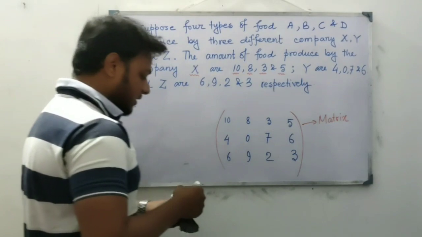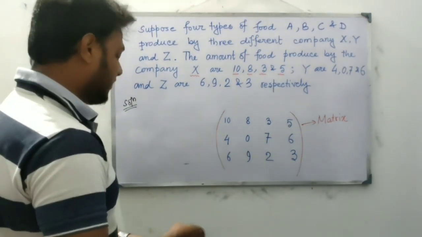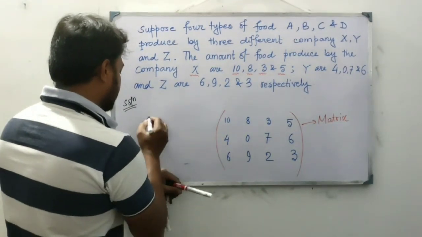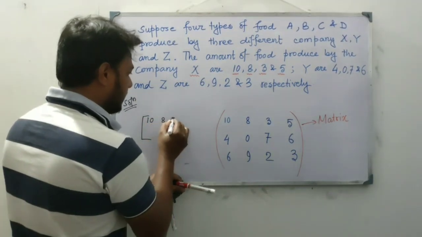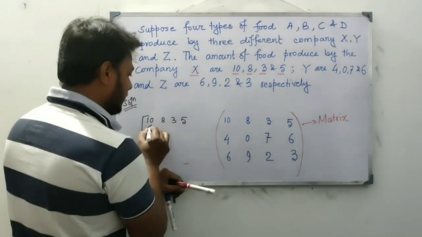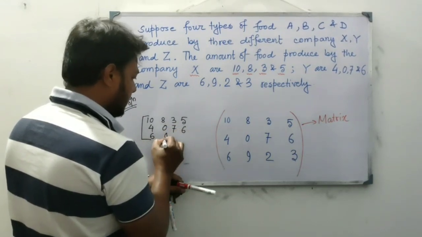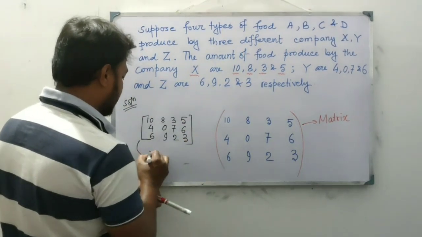Okay. Sometimes we can use the third bracket also. This also we can use that third bracket. 10, 8, 3, 5, 4, 0, 7, 6, 6, 9, 2, 3. We can use the third bracket also. And this is also a matrix.